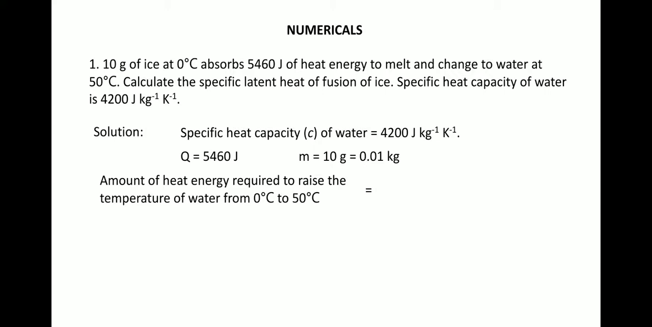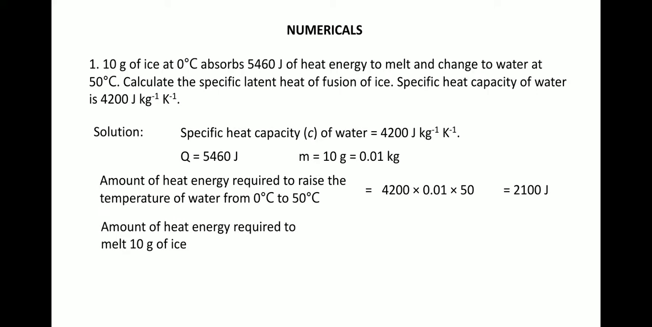the specific heat capacity of water is 4200, we'll multiply it with mass and the change in temperature, that is 50 degree Celsius. And when you multiply all this, you'll get 2100 joules. So 2100 joules of heat energy is required to raise the temperature of water from 0 degree Celsius to 50 degree Celsius. Therefore, the amount of heat energy required to melt 10 gram of ice will be the remaining amount of heat energy, which we get by subtracting 2100 from 5460.